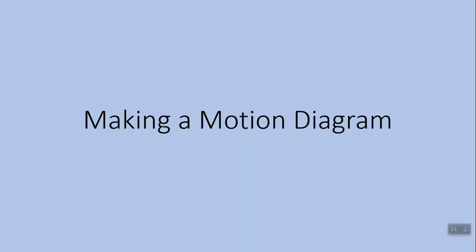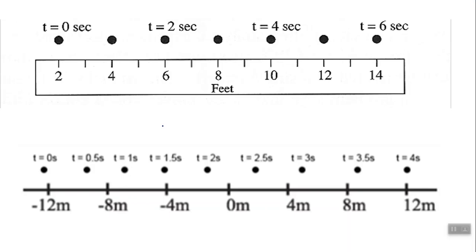In this video, I'm going to quickly show you how to make a motion diagram from position time data. A motion diagram is a way to represent the motion of an object by displaying its location or its position at equally spaced times on the same diagram. Motion diagrams are just visual ways to represent motion.